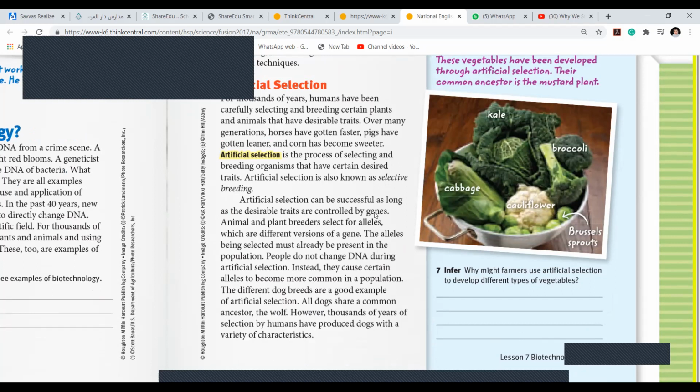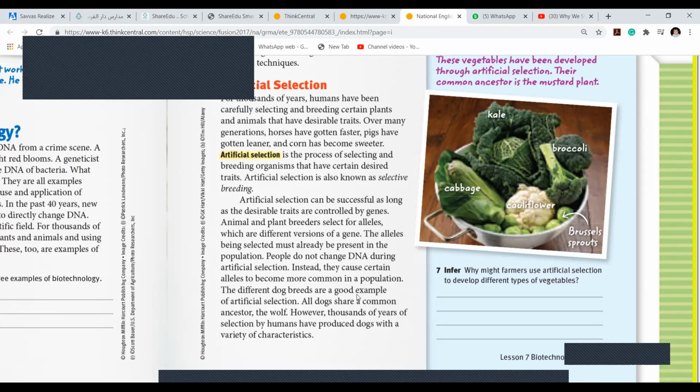Now, people do not change DNA during artificial selection. Instead, they cause certain needs to become more common in a population. Instead of changing the DNA, they do the crossbreeding. For example, if I want my rabbit to be white and brown, both colors, I choose the mom and dad with different colors to give a new breed. Am I correct? Yes. Instead of going with the DNA and replacing the DNA, taking out the cell and putting it in during reproduction, that's a tough task.